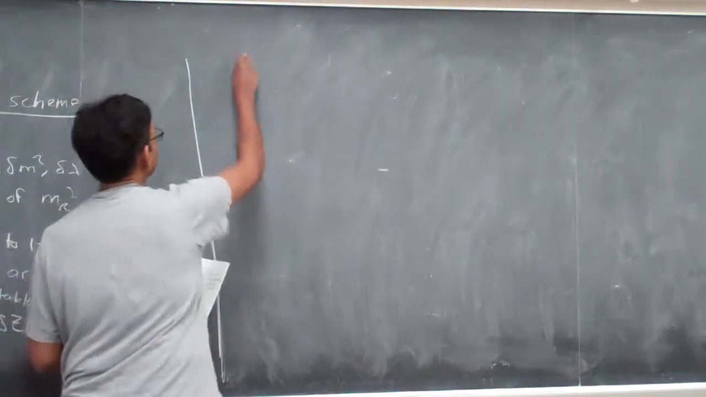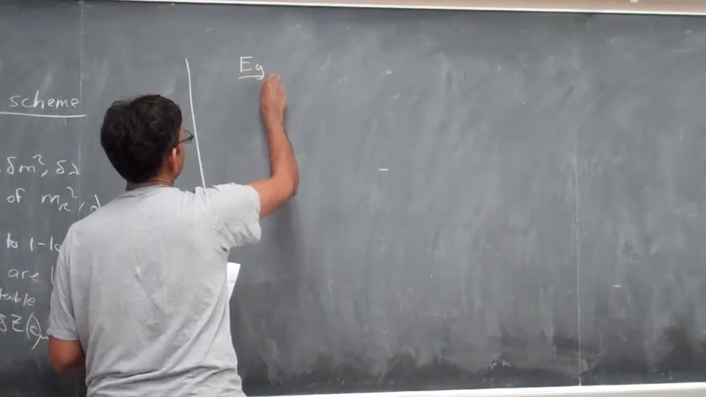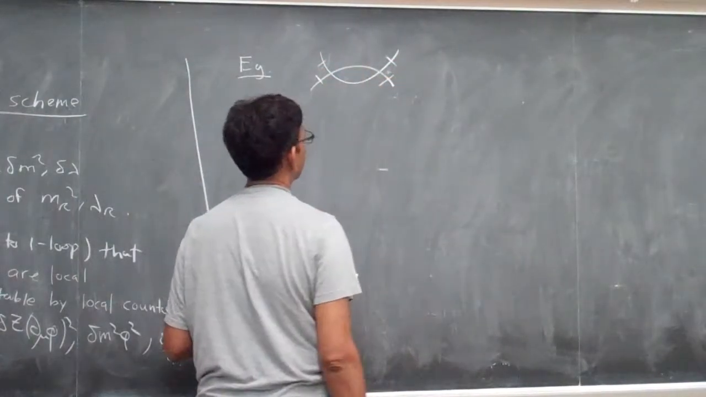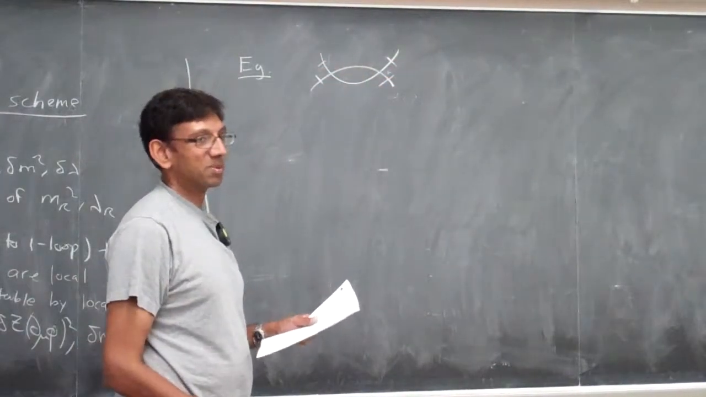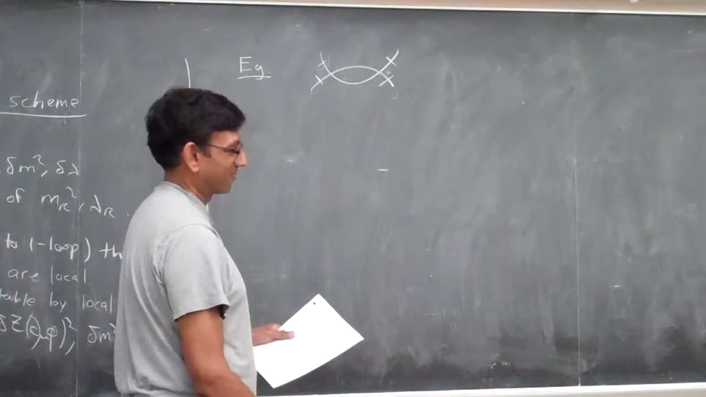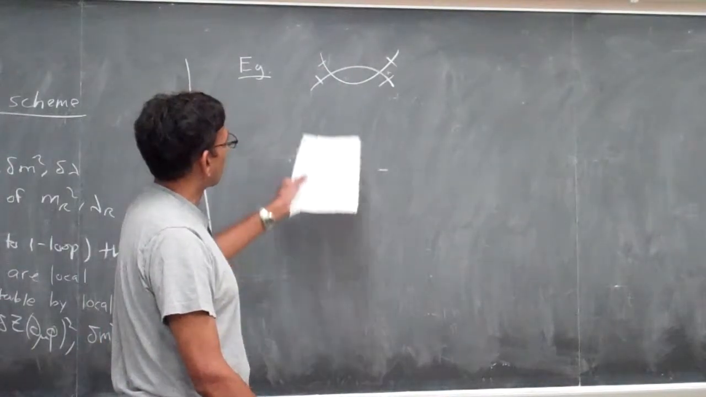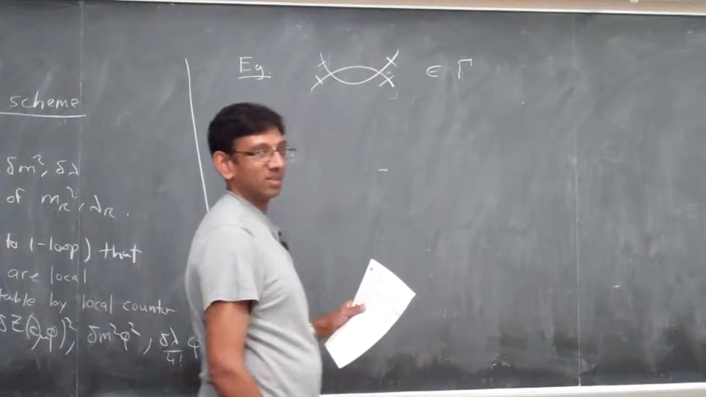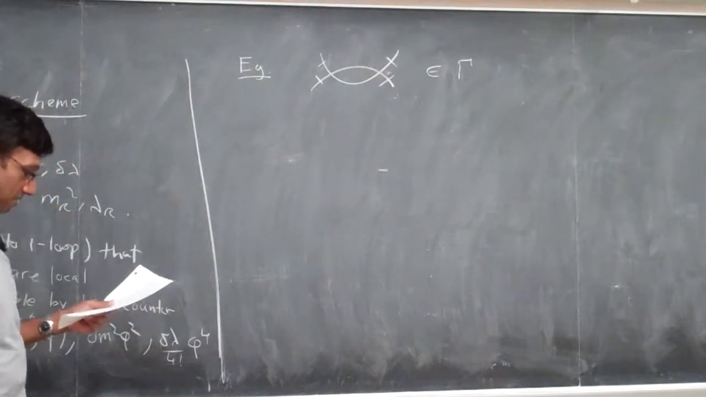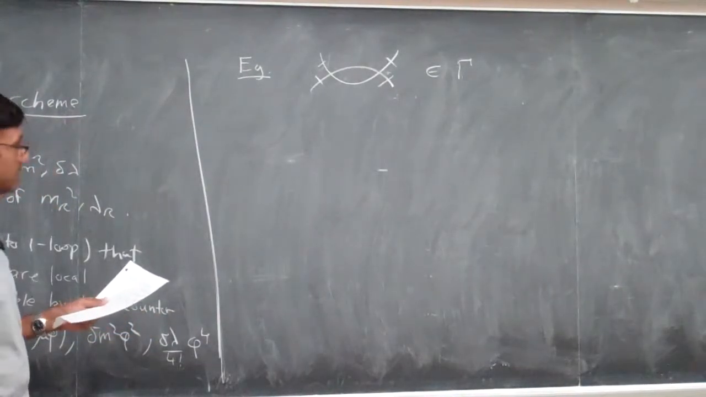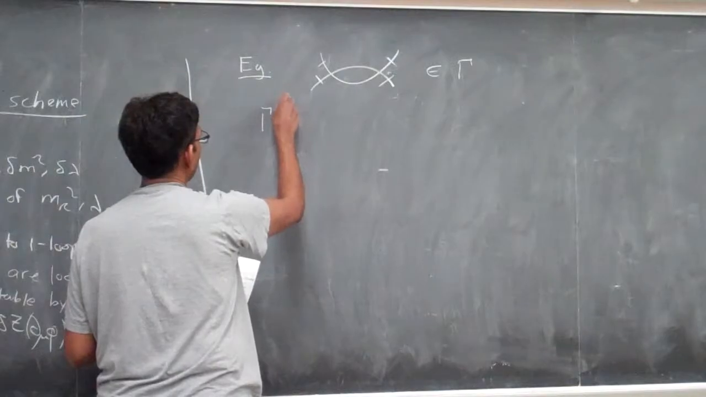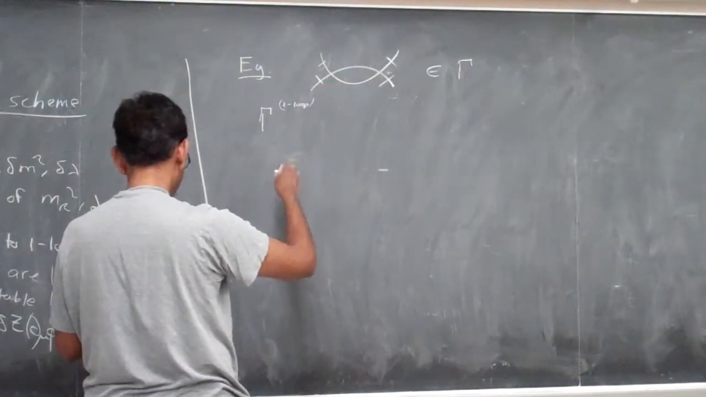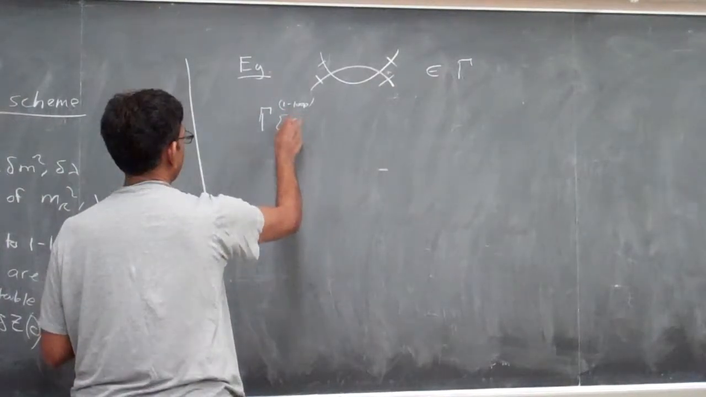So, an example is the one loop, phi to the 4th, so-called fish diagram, thought of as a contribution to gamma, in the 1PI sense. So this gamma, one loop, that's the order at which I'm working when I'm writing this thing, phi.